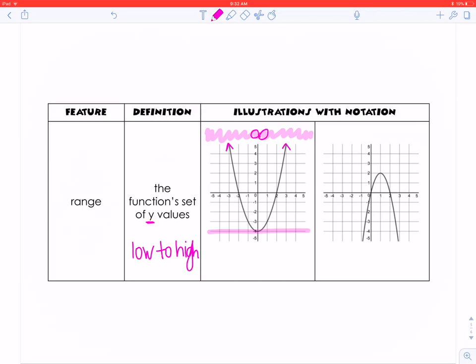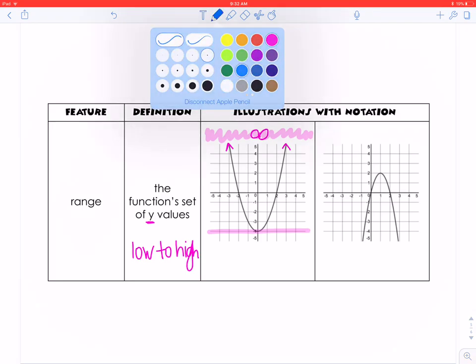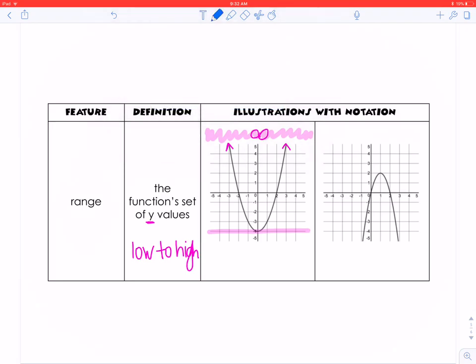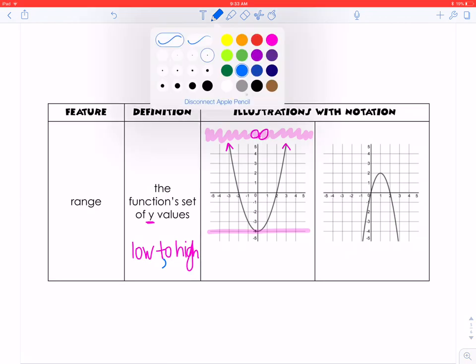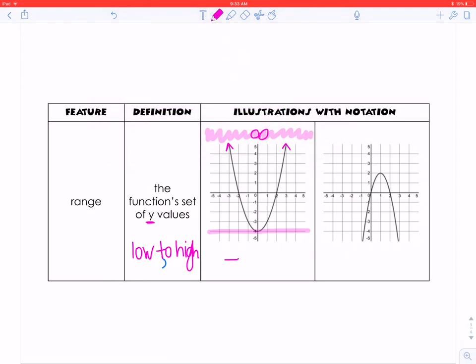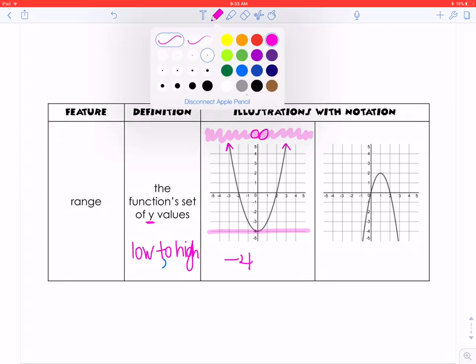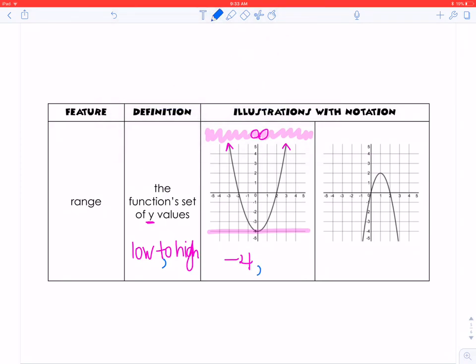Okay, so again, our notation is going to be from low to high, but instead of the word to, we're going to use a comma. And so let's look. What is our very lowest? Our very lowest is -4. And our very highest y value, right, we don't use the word to, we use a comma, from -4 all the way to infinity.